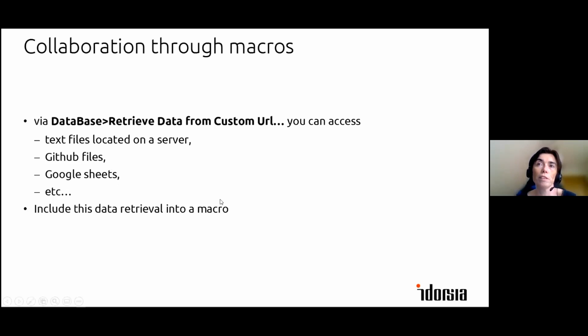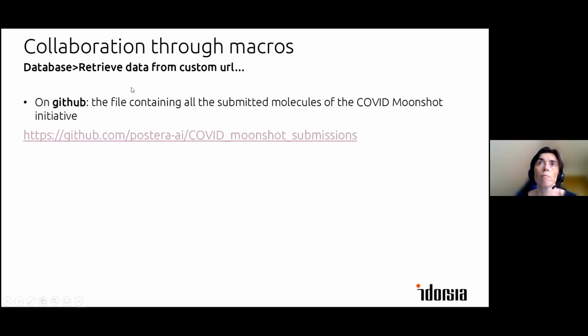And also the Google Sheets, which are very convenient. Then once you know how to retrieve this data, maybe you want to include the retrieval into a macro. I'm going to show you some examples of data that you can access through DataWarrior and that are located on a web server.